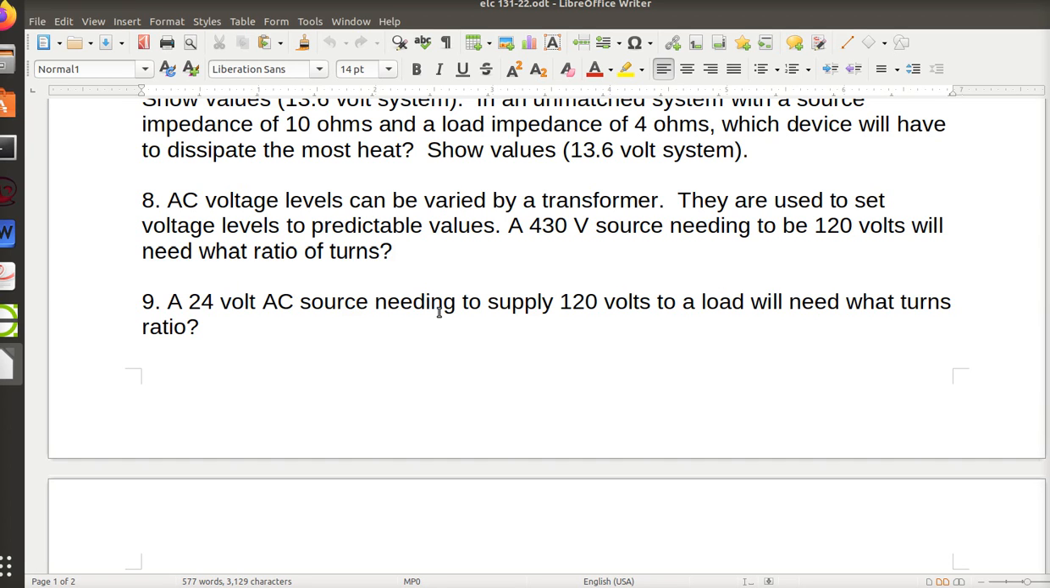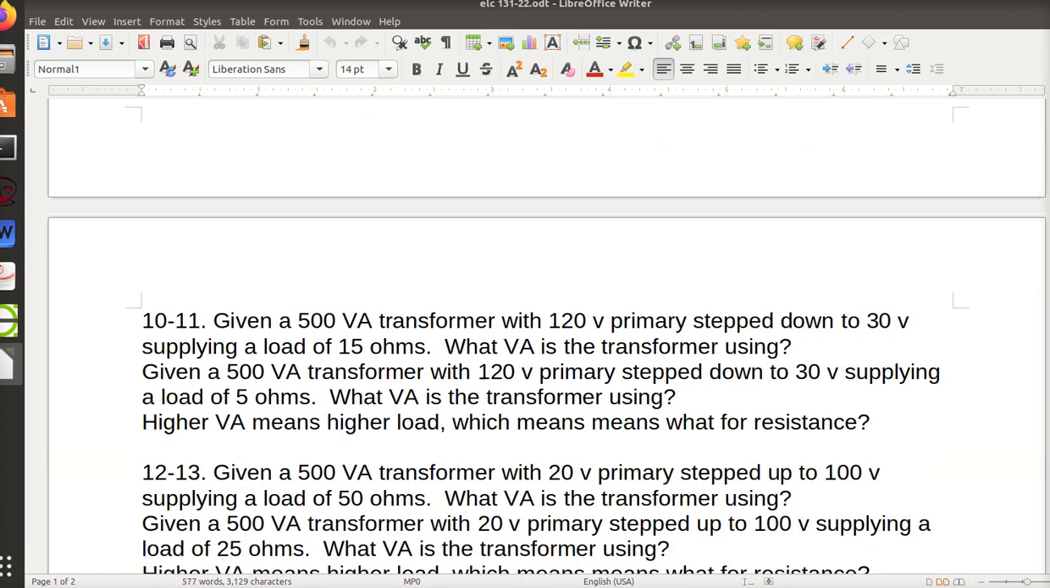You just need to know that the voltage ratio and the turns ratio are the same, and if you know what you've got and what you want, it's just a matter of finding the right transformer to get it, or building your own, which I don't recommend. A 24 volt AC source needs to supply 120 volts to a load. What turns ratio will it need? So now I'm going from a lower voltage to a higher voltage. Same thing, it's just a turns ratio.